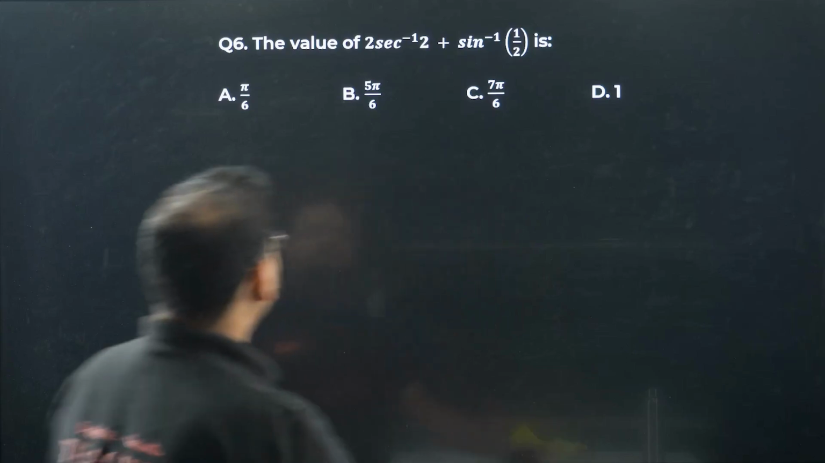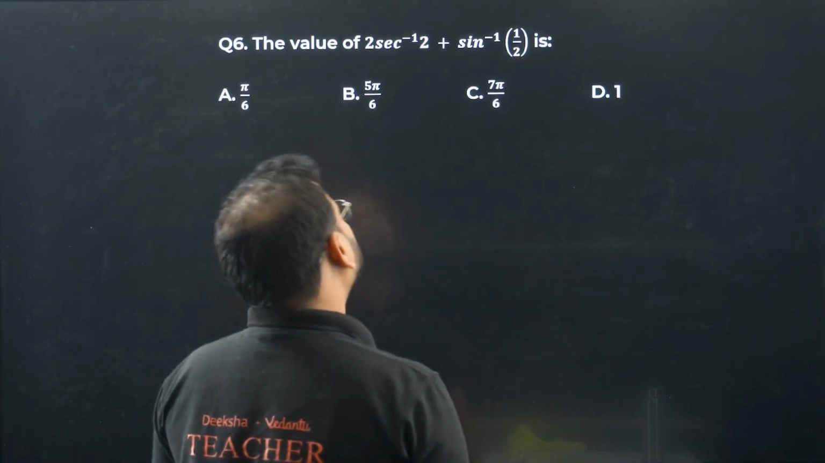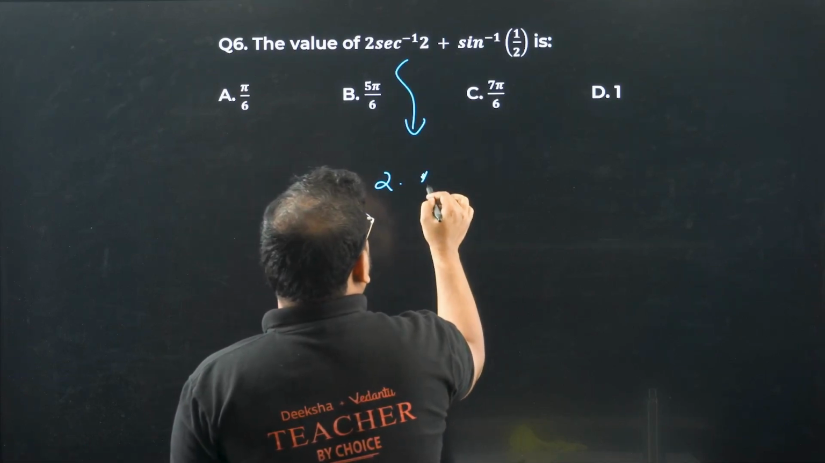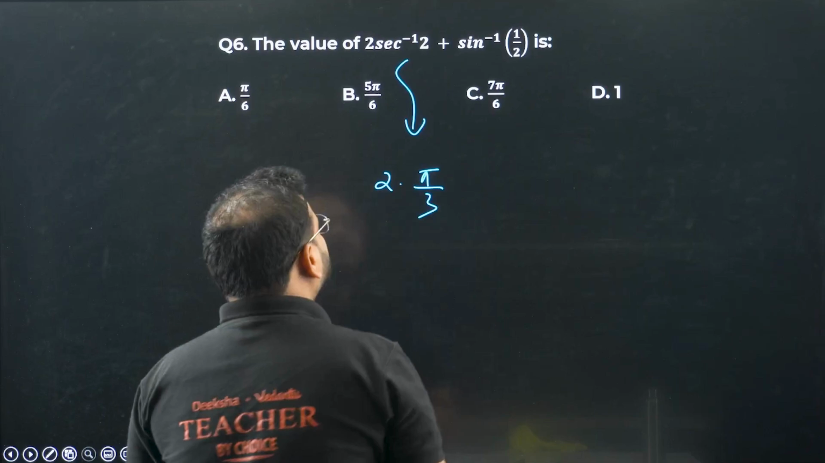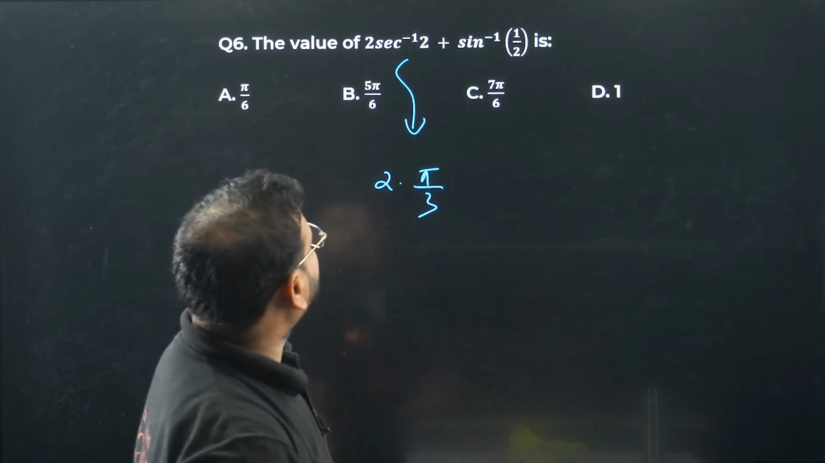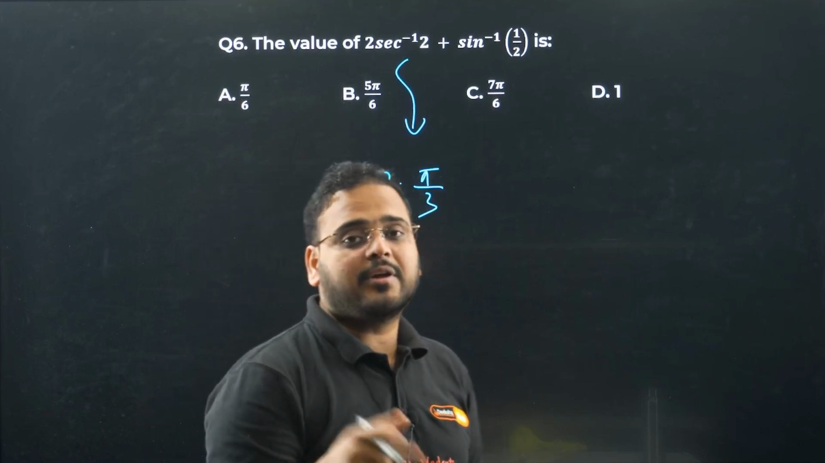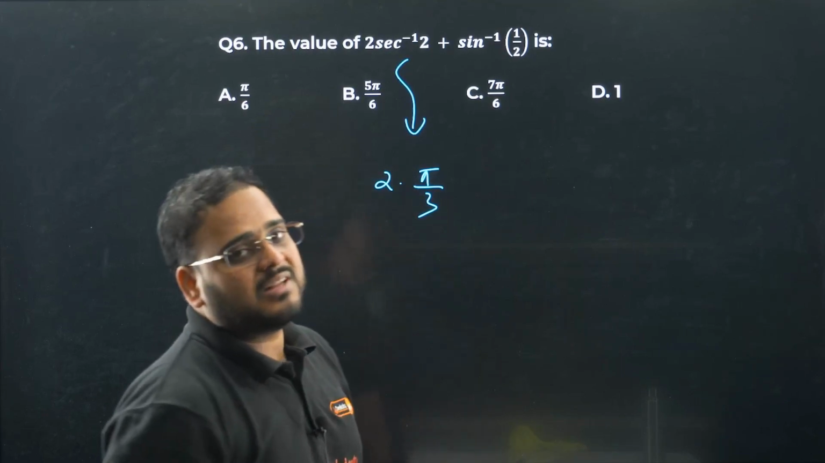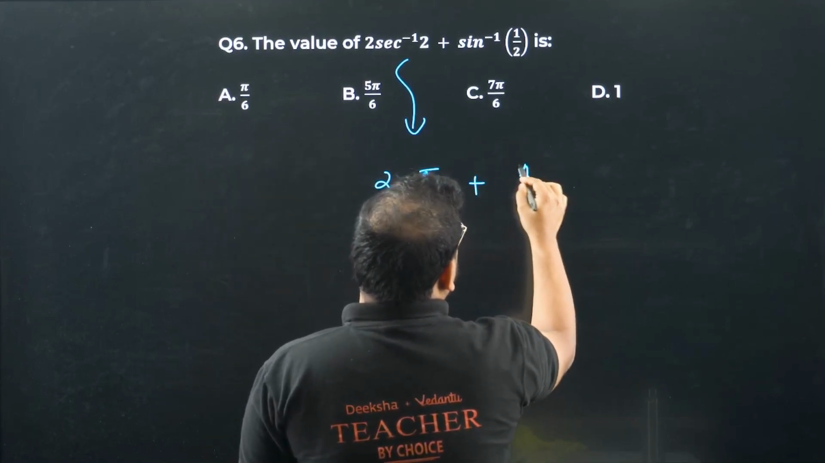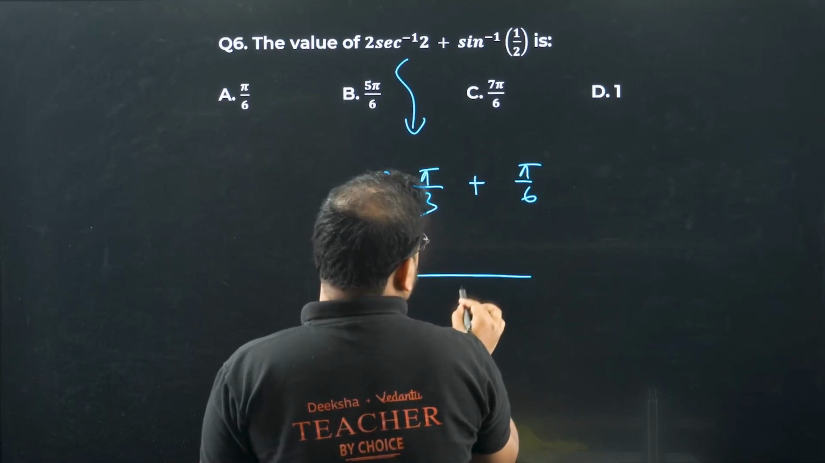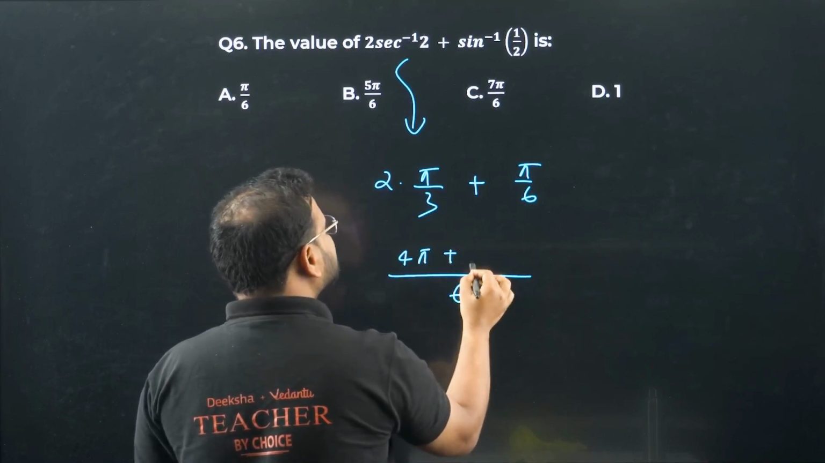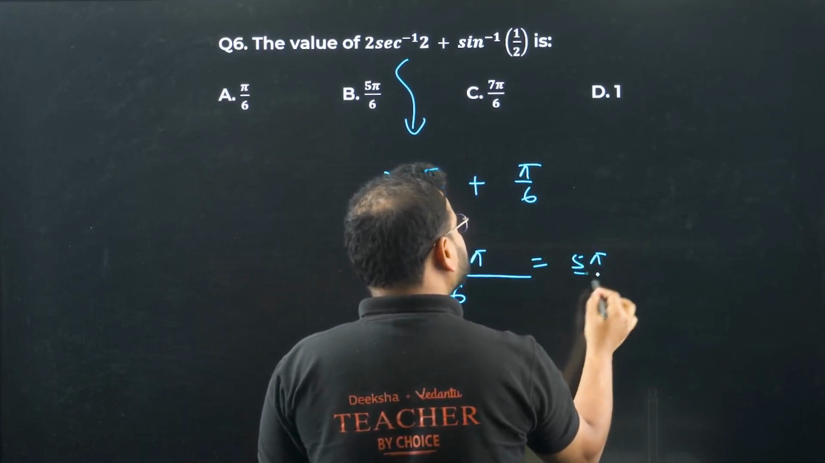Okay. The value of 2 sec inverse of 2 plus sine inverse of 1 by 2. If you know the table, you're going to get it right. 2 times of pi by 3 will come over here. Okay, because cos inverse of 1 by 2 will be what, dear? It will be your pi by 3. That's why sec inverse of 2 becomes pi by 3. And this will be pi by 6. LCM over here is 6. So we have 2 times 2, so 4 pi plus pi, 5 pi by 6 should be your answer.